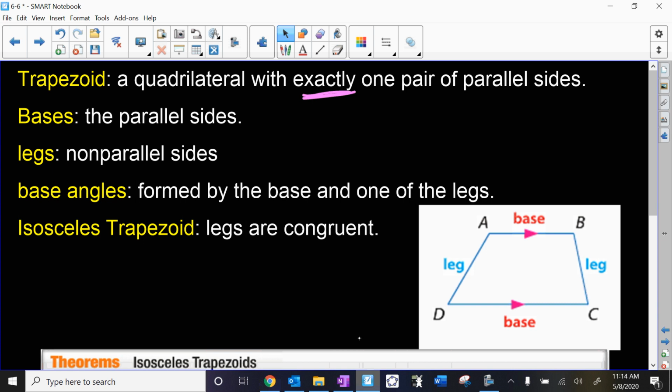So when I talk about an isosceles trapezoid, I'm talking about the legs, which are the non-parallel sides, as being congruent. Your bases are going to be the parallel sides, and then we also have base angles in there as well. But the important part is that the isosceles trapezoid is where your legs would be congruent. In other words, AD would be congruent to BC.